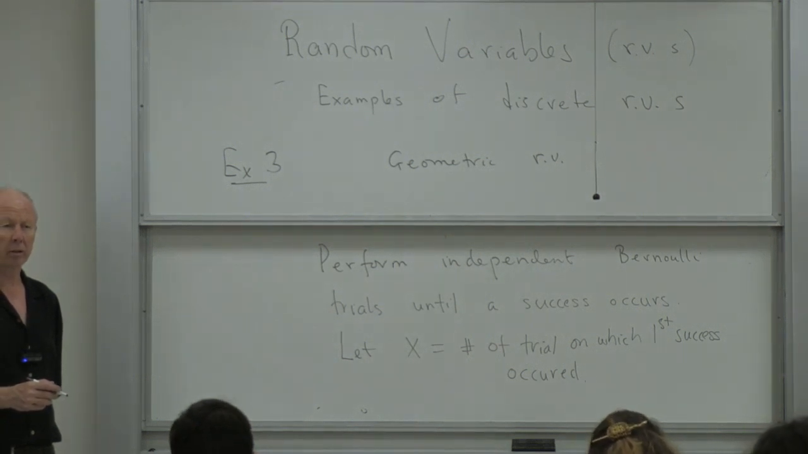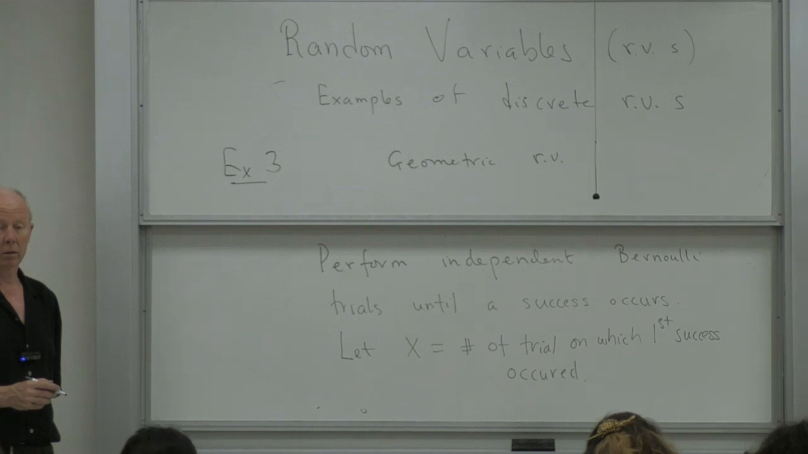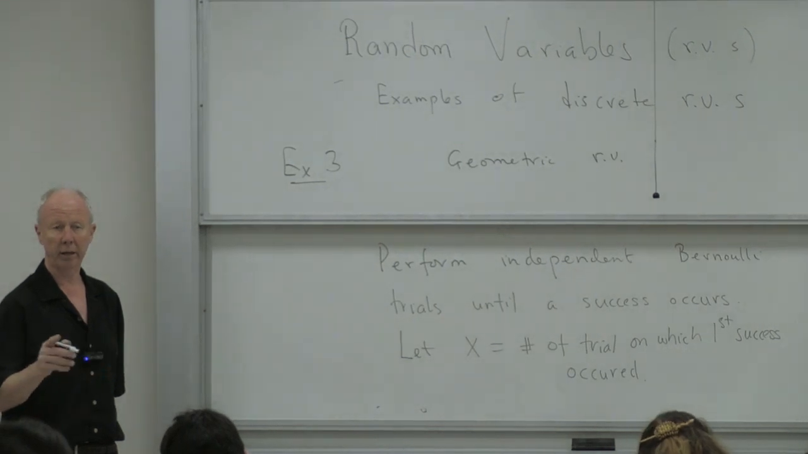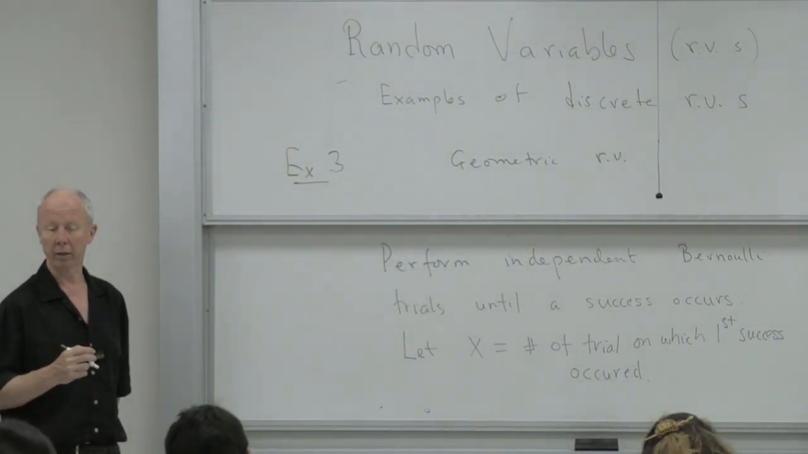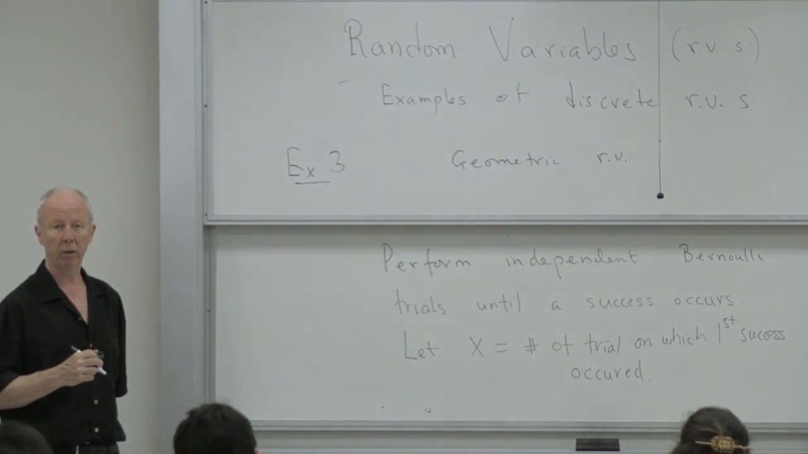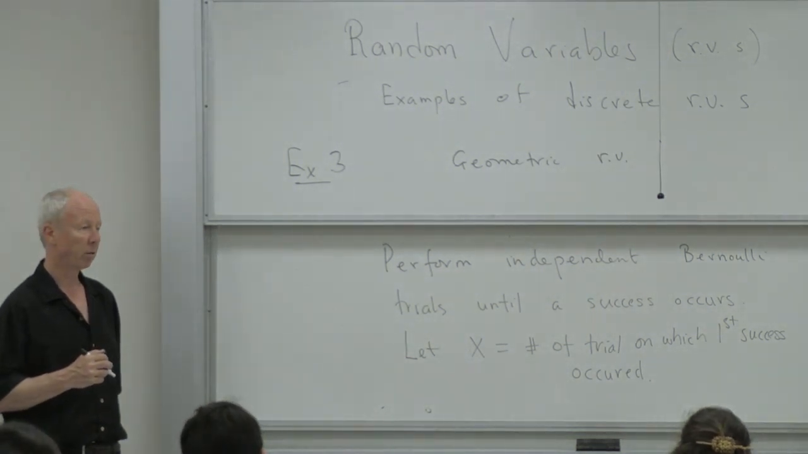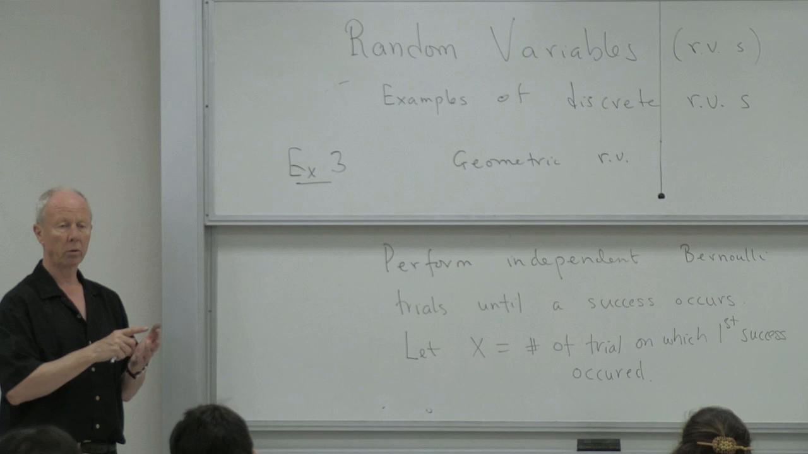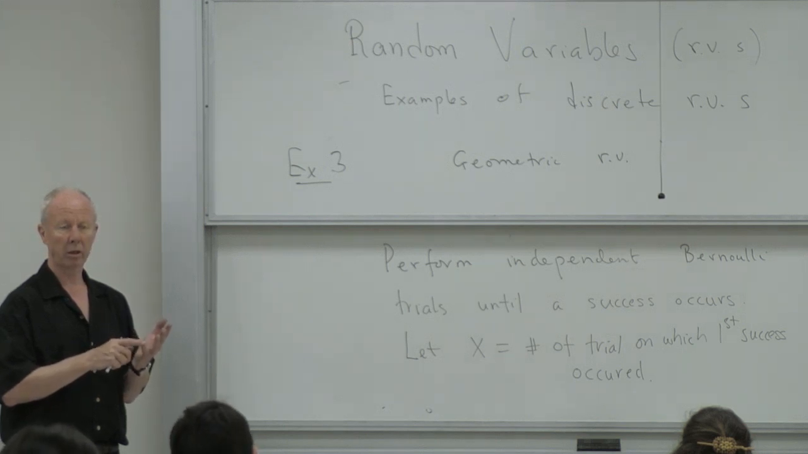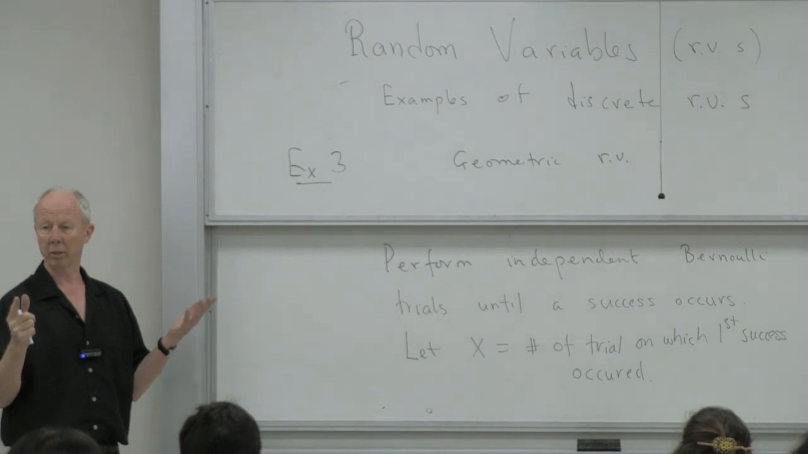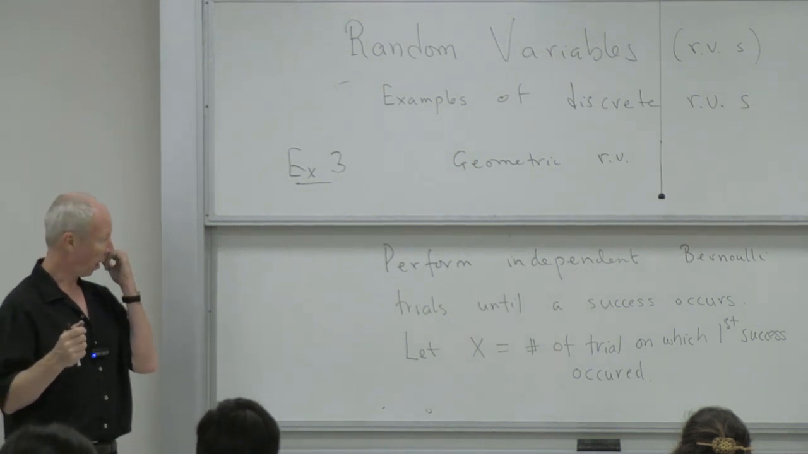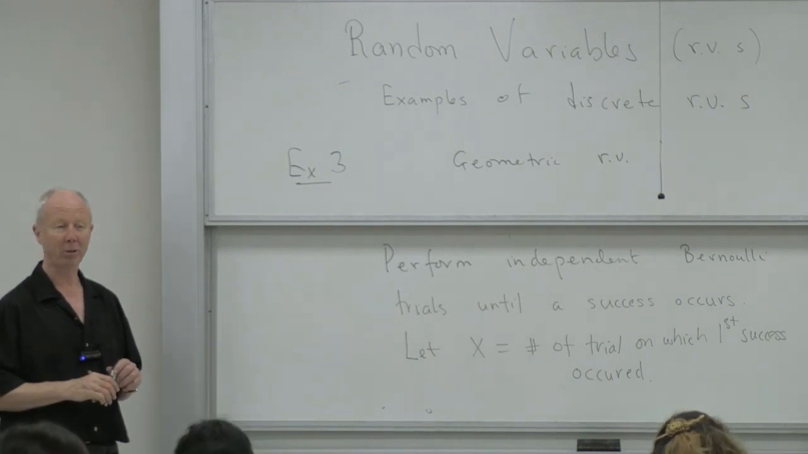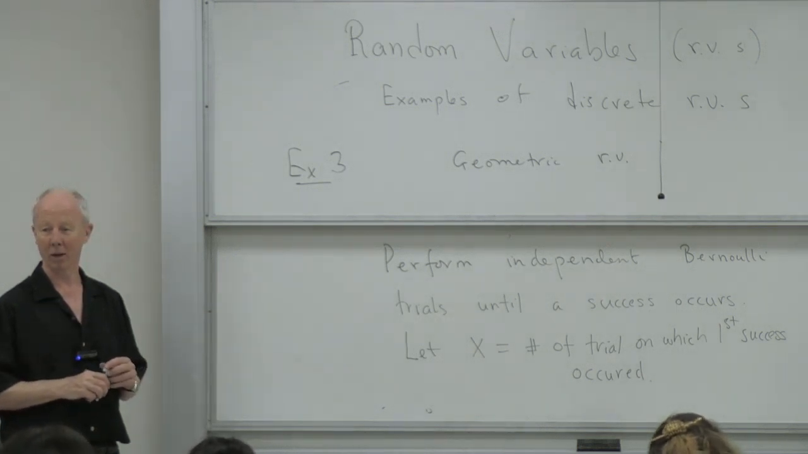You toss a coin until you get a head. If that occurred on trial number 3, in other words, if you had the sequence tail, tail, head, X of that sequence would be 3. Or you roll a die until you get a 3. If that occurred on trial number 7, then X would be 7. So if you had something like 2, 4, 5, 4, 6, 1, 3, X of that sequence would be 7. Or you have children until you get a girl. So if that occurs the first time, then the first success occurs on trial 1.